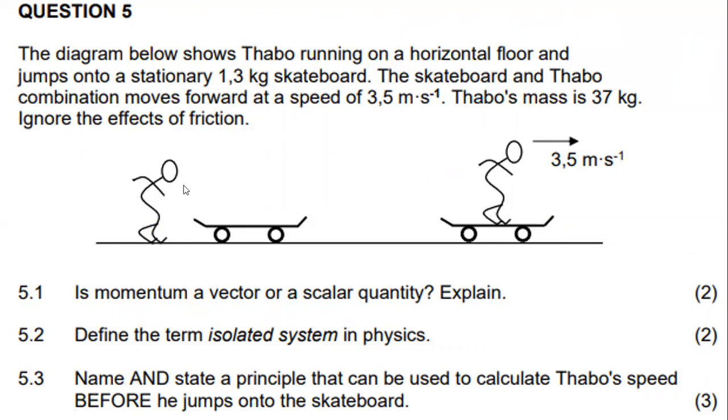It was somehow given indirectly, because in the last sentence they are telling us that Thabo's mass, or rather it's actually very clear, it's Thabo's mass and it is given there as 37 kilograms altogether. And we've been given again the mass of the skateboard and we've been told that it is 1,3 kilograms altogether, right?